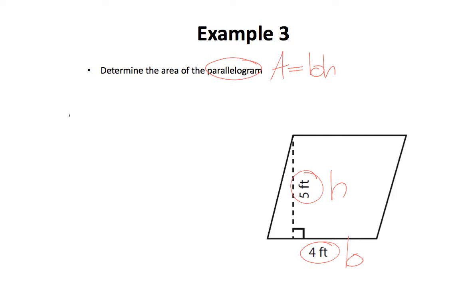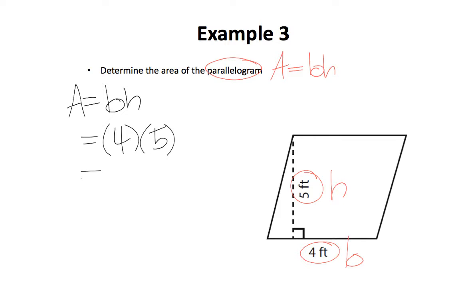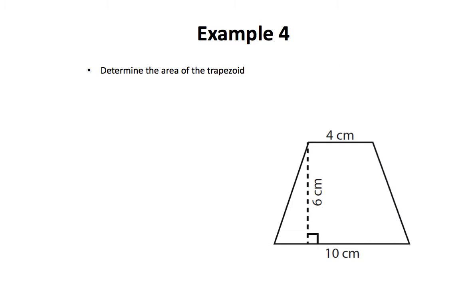Let's begin by rewriting our equation, which is base times height. So instead of writing b, I'm going to replace it with a 4 in brackets. And instead of writing h, I'm going to replace it with 5 in brackets. So 4 times 5 is 20, and our unit is feet. And because this is area, we need a square. So this is 20 square feet.